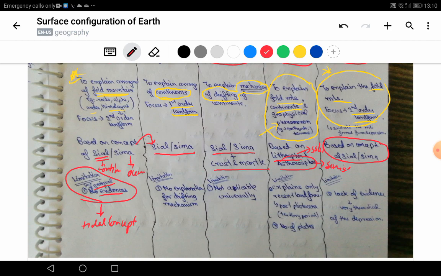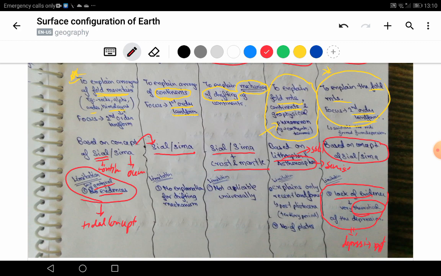Okay, same was here in the geosyncline theory, that it was a very theoretical concept. It was a theory of depression, that earlier there was a depression, then the fold mountain was created, but there was no actual evidence related to it, how the depression was converted into a mountain. It was just assumed, so there was a lack of evidence over there.